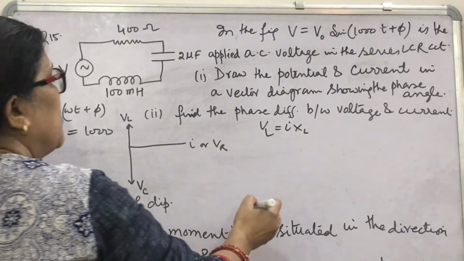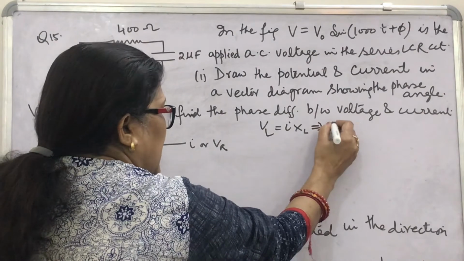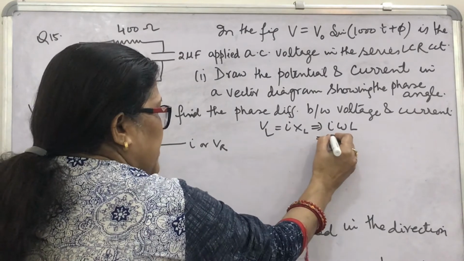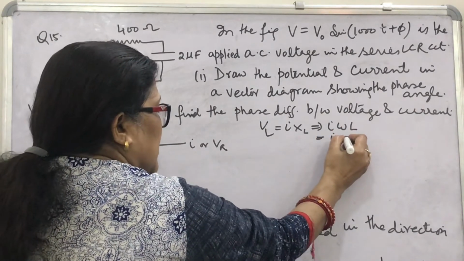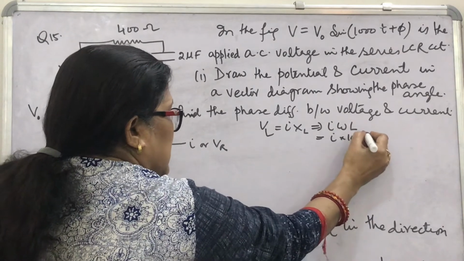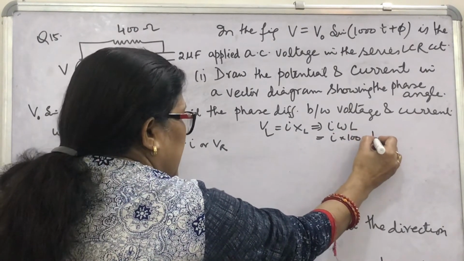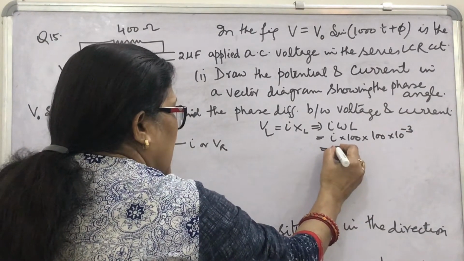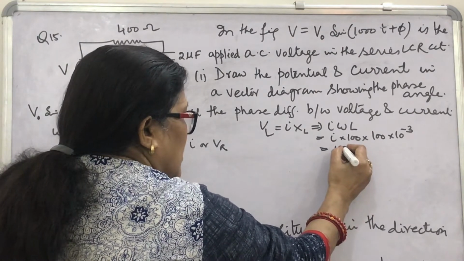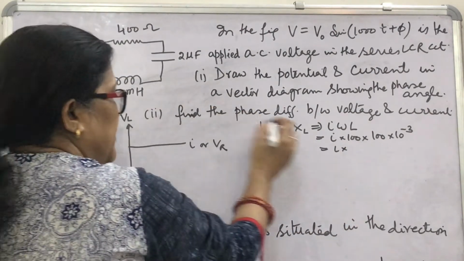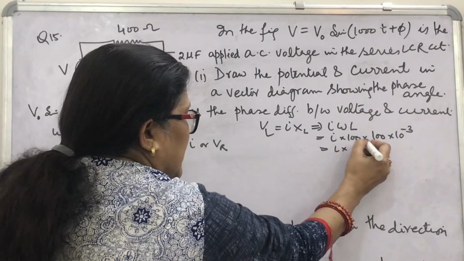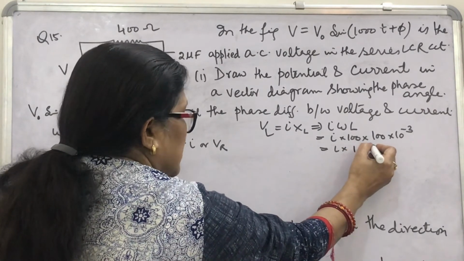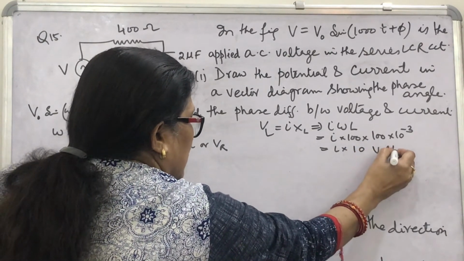Then you will find this VL as I XL. And what is XL? XL is the inductive reactance, so you can write I omega L. It is given by I into omega, 1000, into L. What is L? It is 100 into 10 to the power minus 3, this is 100 millihenry. So this is 100 into 100, 10 to the power 4, 10 to the power 4 minus 3, that is 10. So this is I into 10 volts.